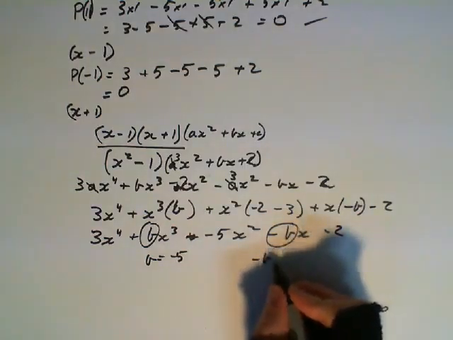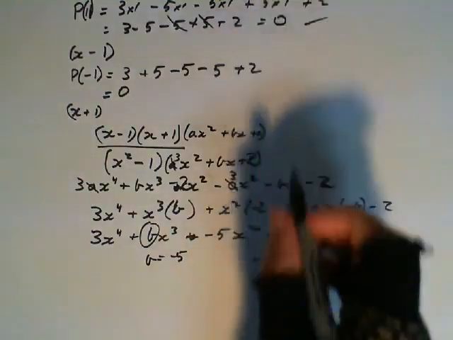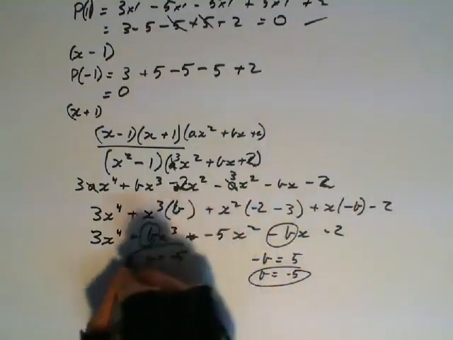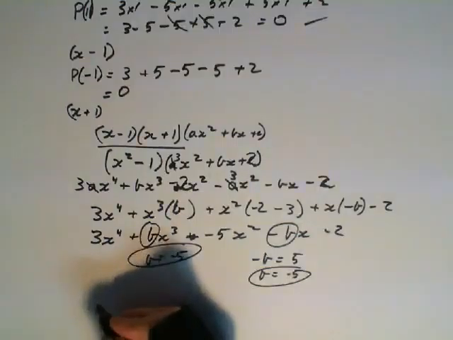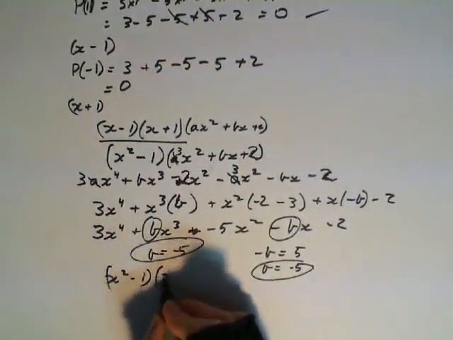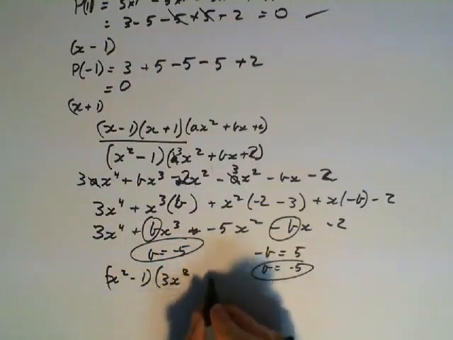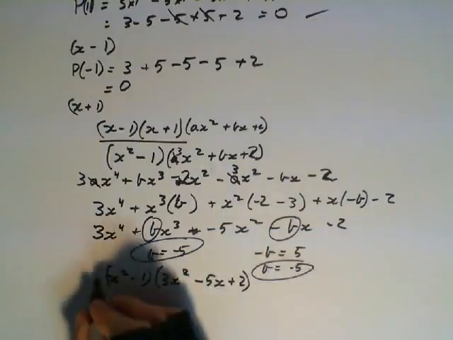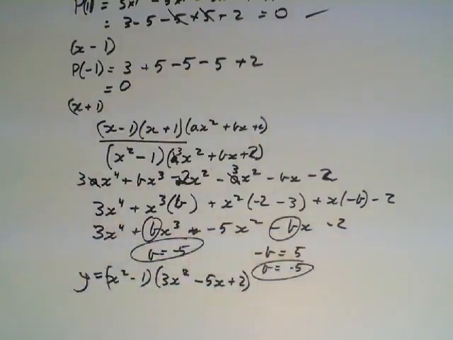Minus b has to be positive 5, so b equals minus 5 as well. So same answer, and just finishing it off, so we've got x squared, take 1, and 3x squared, take 5x plus 2 is our equation. Okay, can we factorize it any further? It's not going to be easy.